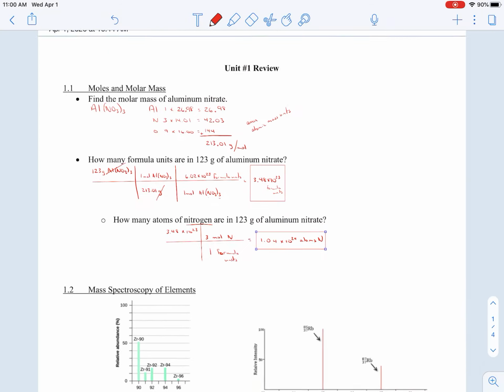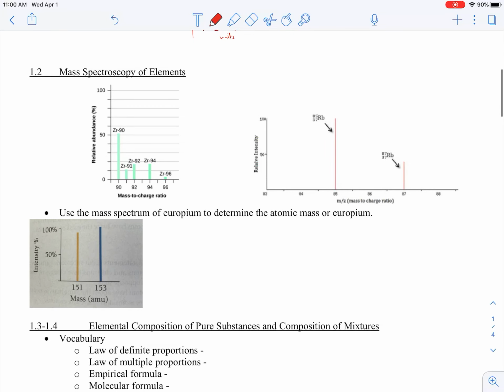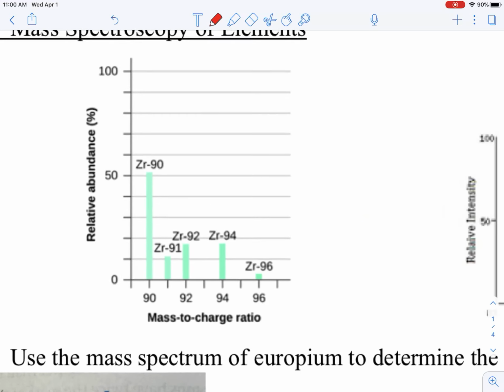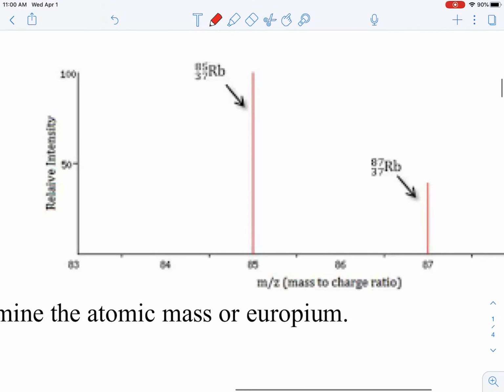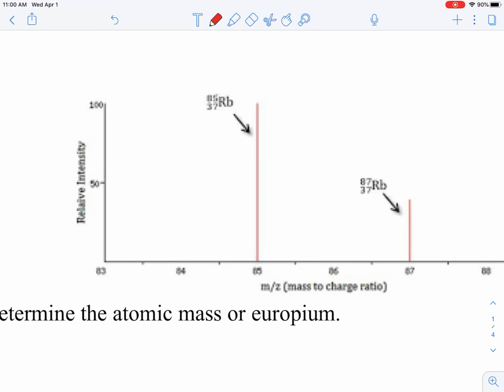Cool, awesome. Rolling on to 1.2. This is mass spectroscopy of elements. This is where we can find their average atomic mass, or we can identify the element. Just a couple to look at here. We have zirconium, and zirconium's official molar mass is 91.224, right in here. And that makes sense that we're closer there because the bulk of it is over here. If we look at rubidium, a question that they could ask for average atomic mass is, what is the average atomic mass of rubidium?